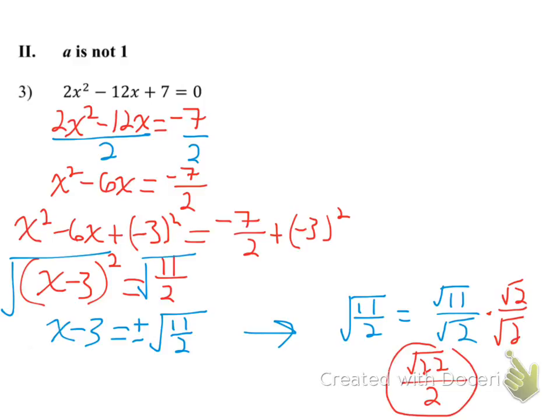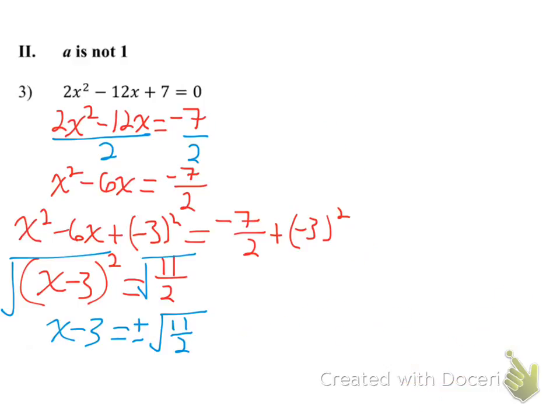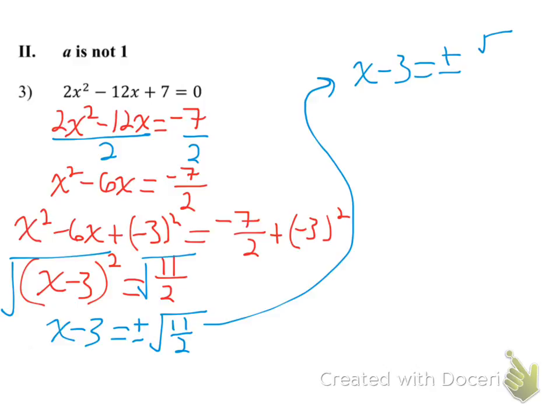That's it. Remember, you can't do anything with this since the square root's on top, so you can't simplify any further. That is exactly what you see. So I'm going to take that, I'm going to write this up top here, and I'm going to clean this up a little bit. So I'm going to write this here. X minus 3 equals plus or minus the square root of 11 over 2. Now it is the square root 22 over 2.